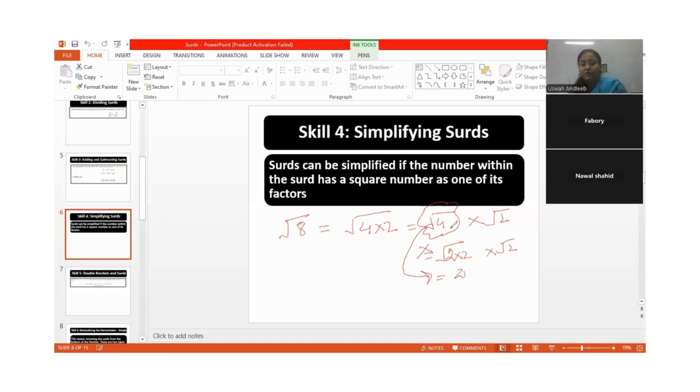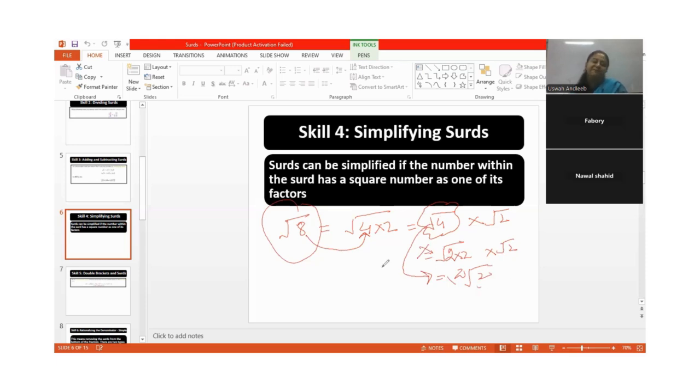Okay, so square root of 4 is 2, and this under root 2 can't be solved any further. It can be solved with a calculator, but you are not required to do that. So 2 under root 2. So under root 8 can be simplified by writing it as a product of a square number. Then you can easily solve the square number for the answer and leave the remaining non-square number inside. So this is the solution.